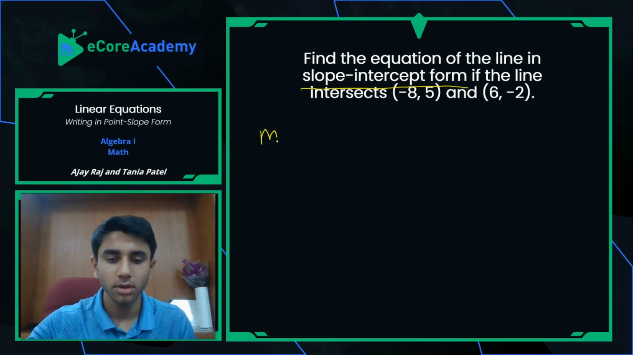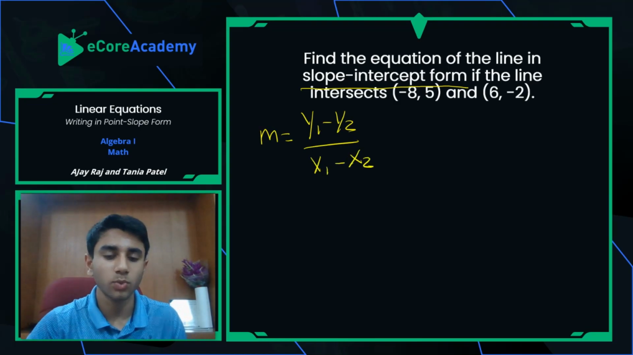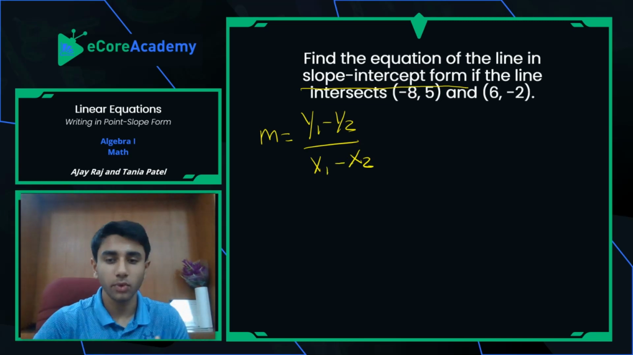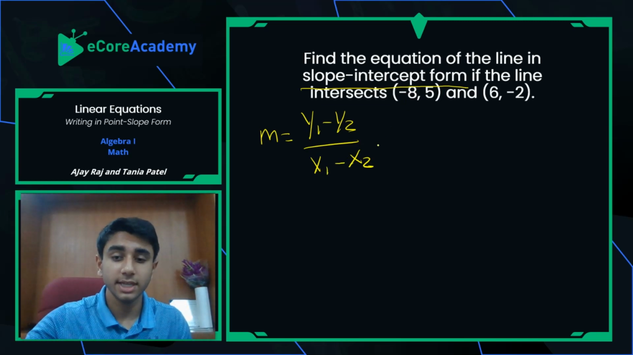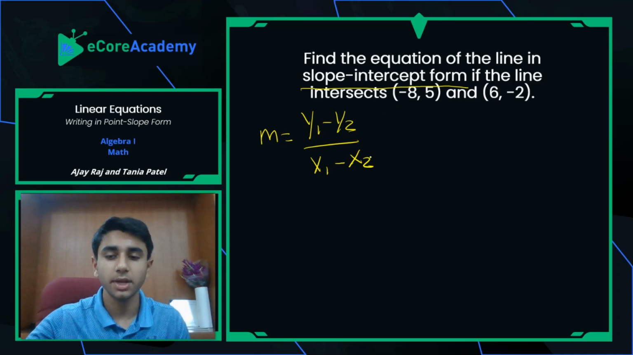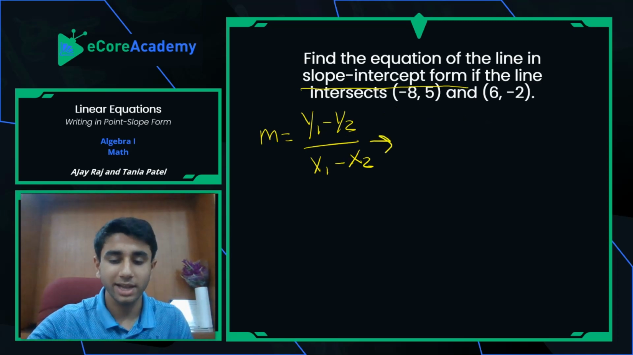So m equals the change in y, so it's y1 minus y2, over x1 minus x2. It doesn't matter which ones we assign, as long as y1 and x1 correlate with the same coordinate pair. So we're going to plug in 5 for y1, negative 8 for x1, and then we'll do the same thing with x2 and y2. We'll plug in our negative 8 here at the bottom, subtracted by our x2, which is 6, so it's minus 6.